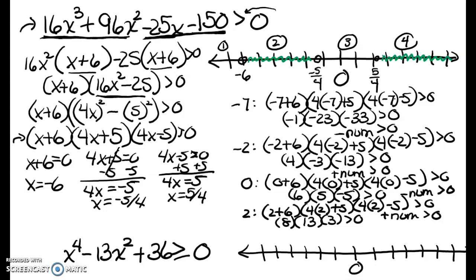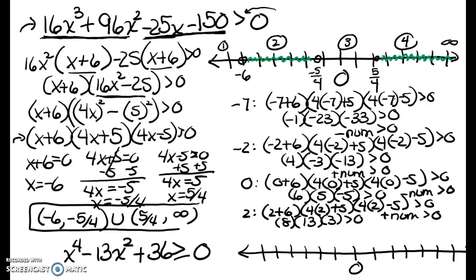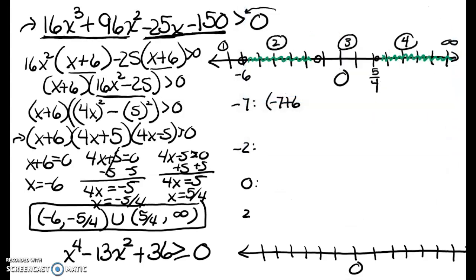And then when I convert to interval notation, remember parentheses for open dots, negative 6 to negative 5/4, union, positive 5/4. The end of this interval is infinity. And I have my solution graphed and in interval notation.